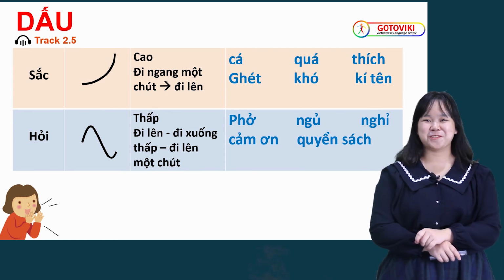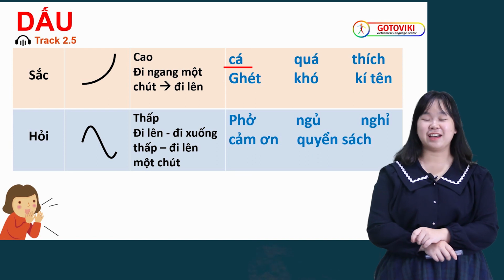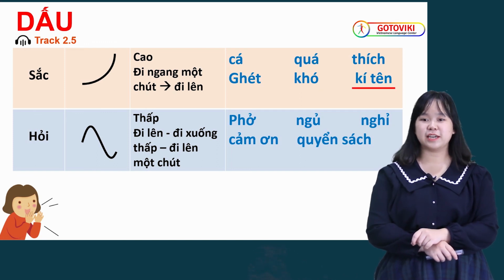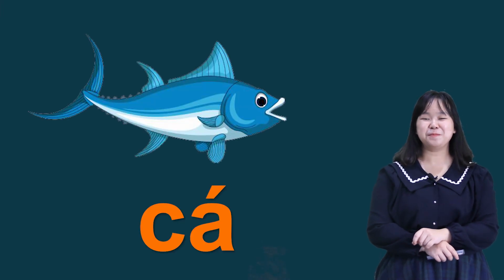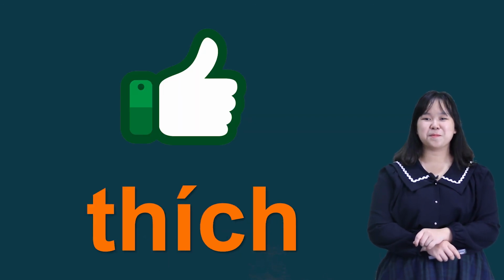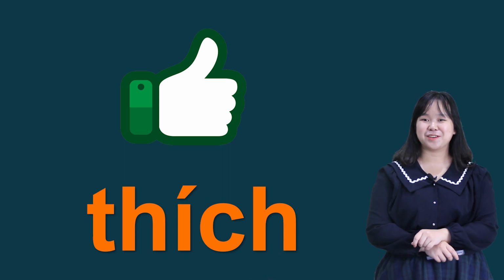Let's practice through some examples. Cá, quá, thích, ghét, khó, ký tên. With the meanings, we have cá means the fish, quá means very, really, thích means to love, to like, to enjoy.